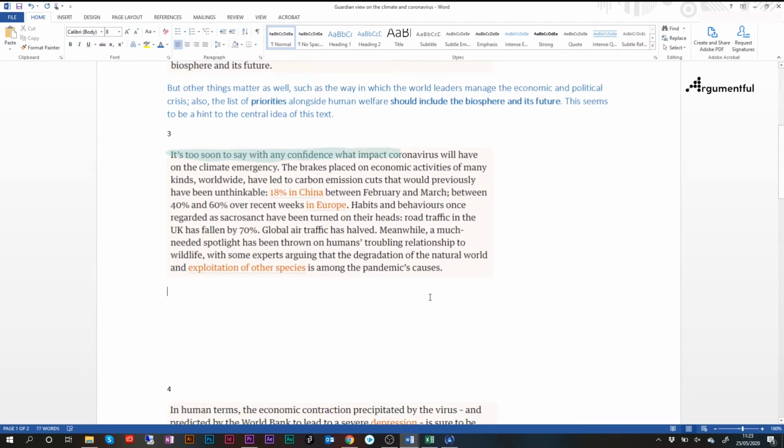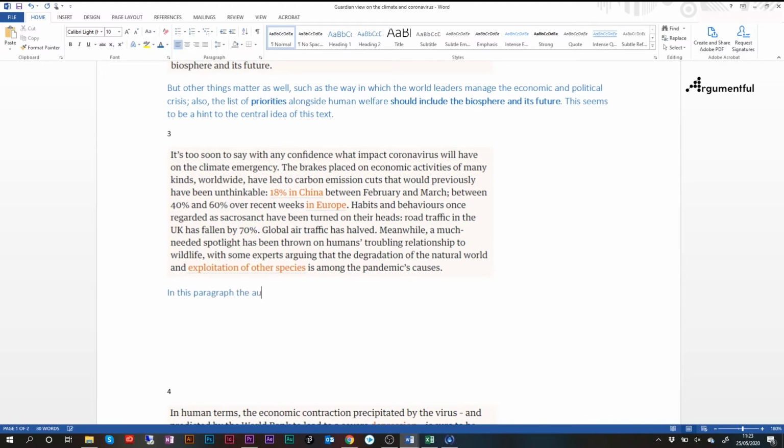It's too soon to say with any confidence what impact coronavirus will have on the climate emergency. The brakes placed on economic activities of many kinds worldwide have led to carbon emission cuts that would previously have been unthinkable. 18% in China between February and March, between 40 and 60% over recent weeks in Europe. Habits and behaviors once regarded as sacrosanct have been turned on their heads. Road traffic in the UK has fallen by 70%. Global air traffic has halved. Meanwhile, a much-needed spotlight has been thrown on humans' troubling relationship to wildlife, with some experts arguing that the degradation of the natural world and exploitation of other species is among the pandemic's causes.